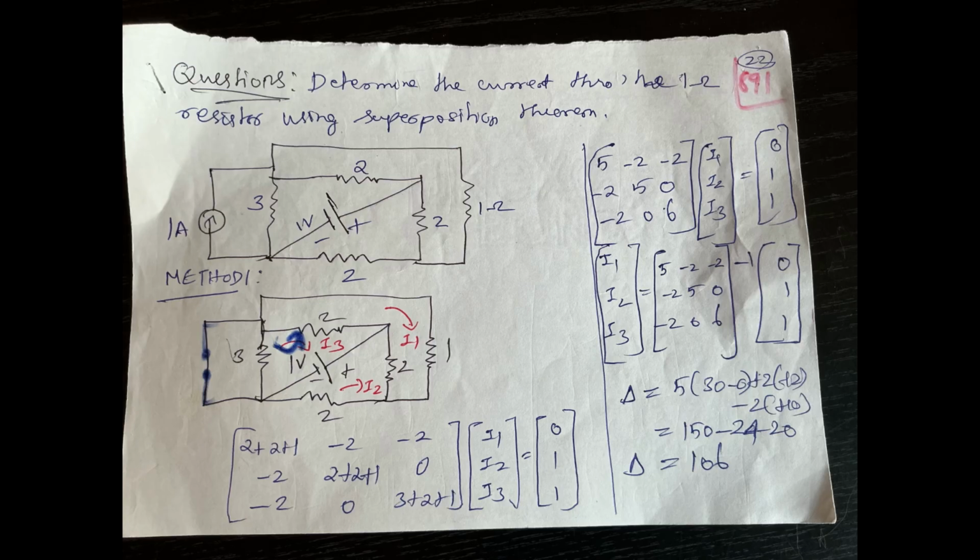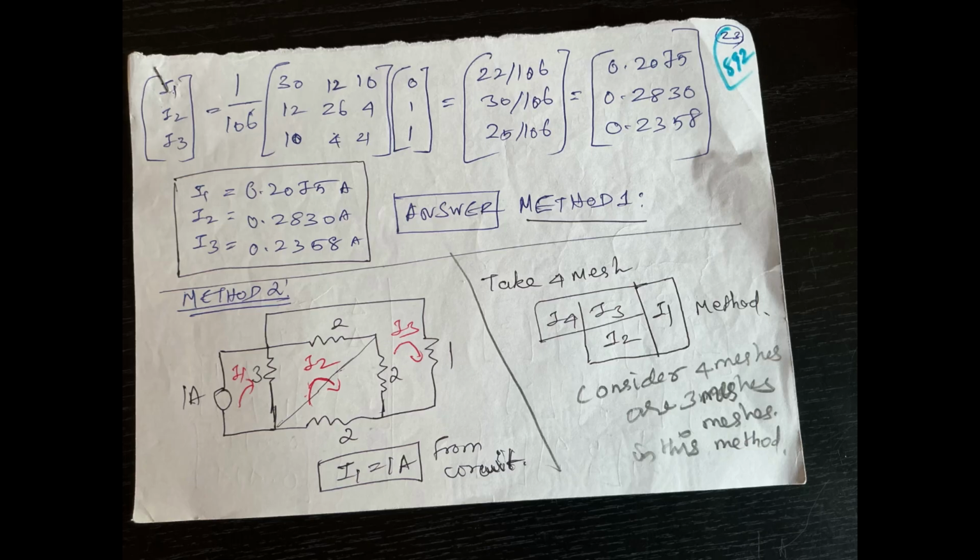I1 is 0.2075 ampere, I2 is 0.2830 ampere, I3 is 0.2358 ampere.